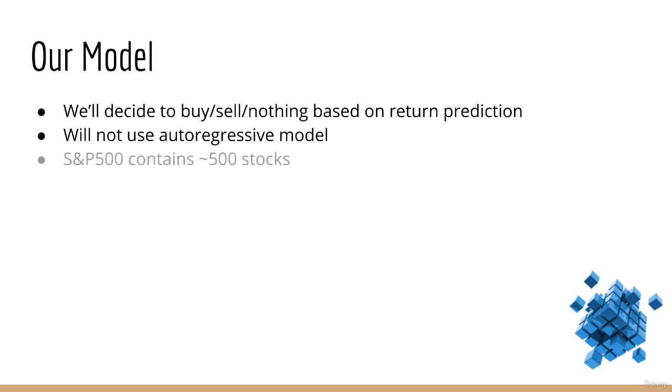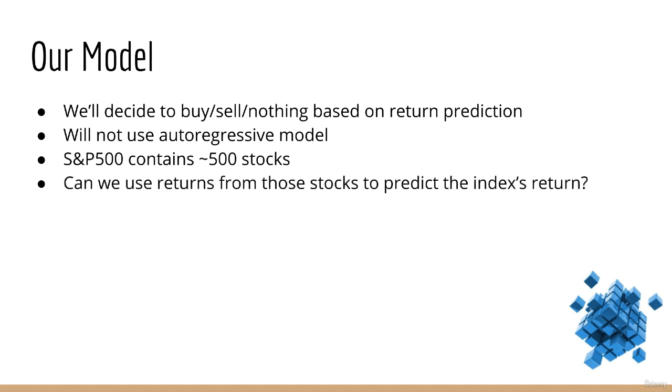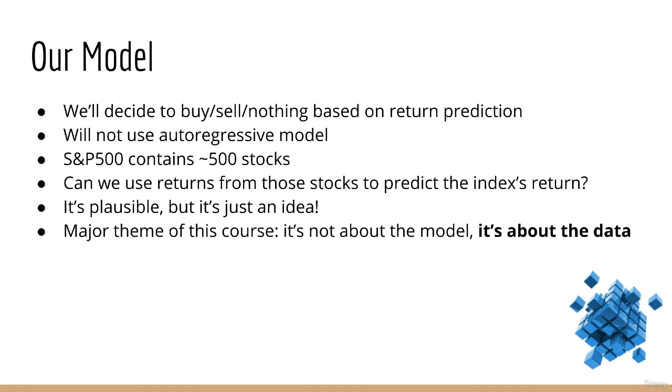As you know, the S&P 500 contains approximately 500 stocks. It is plausible that the previous returns on these 500 stocks could predict the next return of the total index. Note, however, that this is not guaranteed, it is just an idea. In actuality, I would remind you that one of the major themes of this course is it's not about the model you use, but the data. If you use non-predictive data, then it doesn't matter how good your model is, it just won't work.